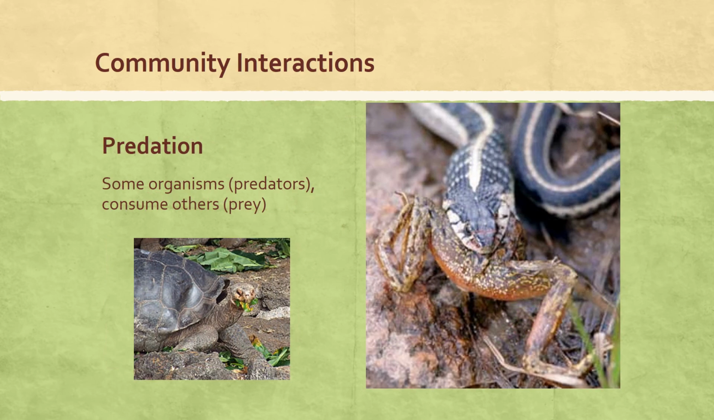We have predation. Some organisms consume other organisms as prey. So humans are predators. We consume other prey, but we also consume producers. We cannot produce food ourselves. We cannot complete photosynthesis ourselves. So here we have a snake eating a frog or a toad, whatever that is, and then we also have a tortoise here eating some producer, some green leaves.